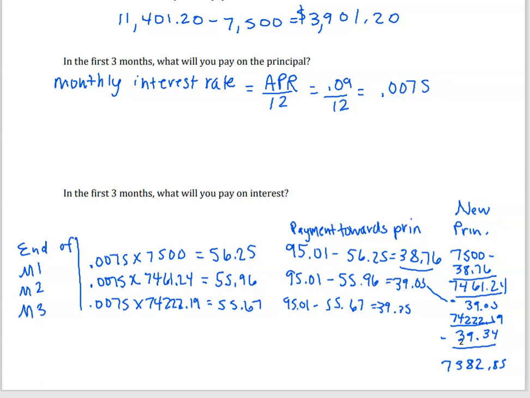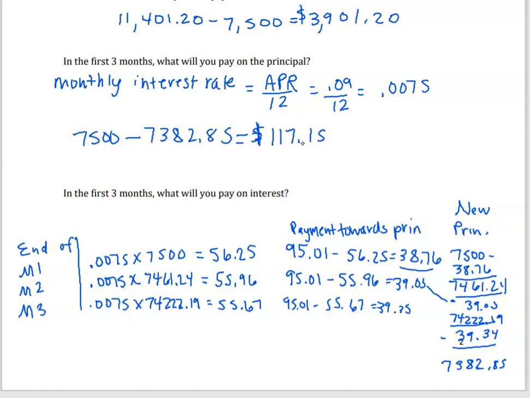So to go back to this first question, it says in the first 3 months, what will you pay on the principal? Well, we take our $7,500 and subtract off $7,382.85, and that tells us what we actually owe on our principal. So we really only paid $117.15 toward our principal, even though we were paying $95.01 a month. We're only paying this much towards our principal. So there's the answer to that.